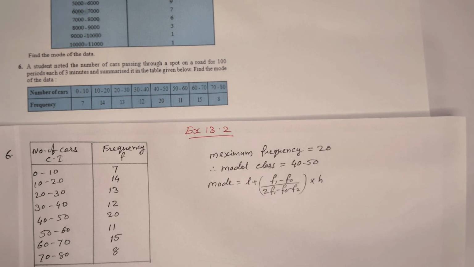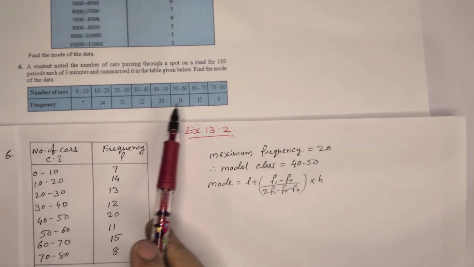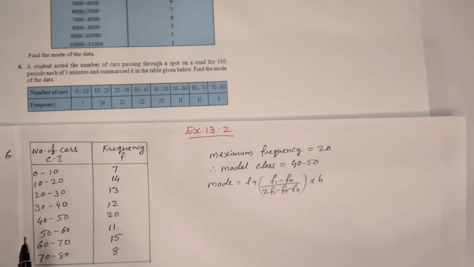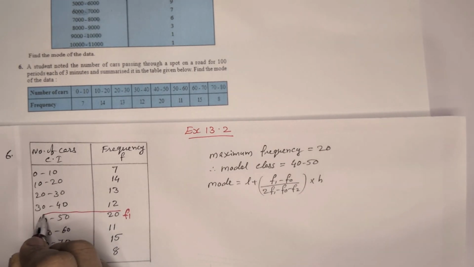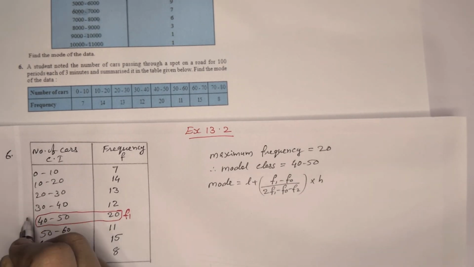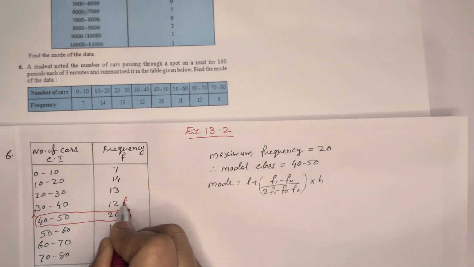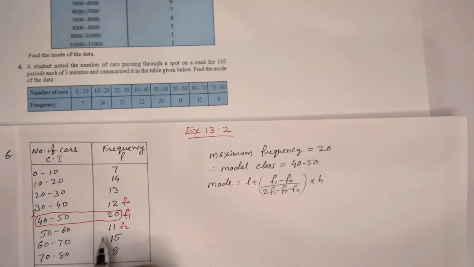Question number 6. A student noted the number of cars passing through a spot on a road for 100 periods each of 3 minutes and summarized it in the table given below. Find the mode of the data. So the number of cars we can take as class interval, frequency is also given. Here we can see the highest frequency is 20, that we can take as F1, and the modal class is 40-50, L is 40, F0 is 12, F2 is 11.